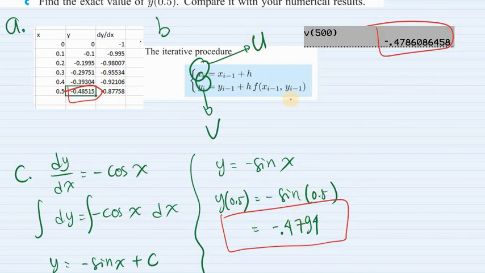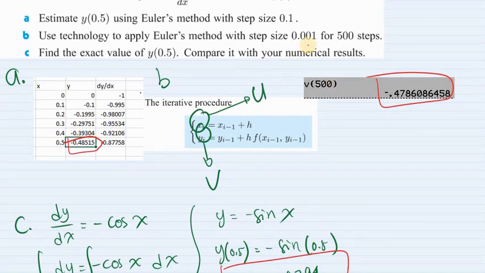It is way closer with the 500 because the step is much smaller, which is 0.001, and the step size for the Excel one is only 0.1. So I think that's it.